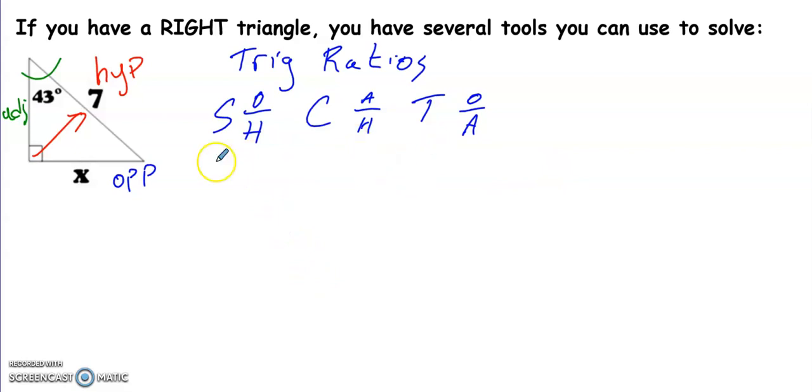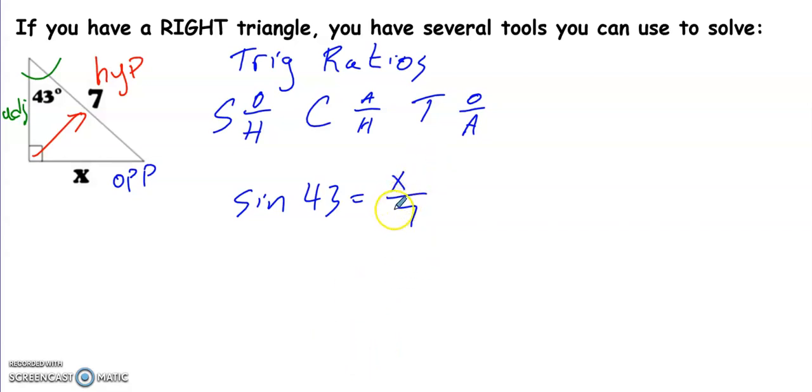So now we need to figure out, are we going to use sine, cosine, or tangent to find the value of x? Well, x is opposite, 7 is a hypotenuse, so which trig function has both opposite and hypotenuse? Sine. So we're going to say the sine of our angle, the sine of 43 degrees, equals opposite over hypotenuse.